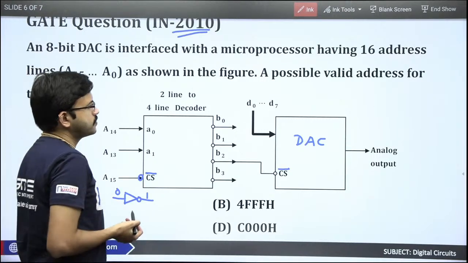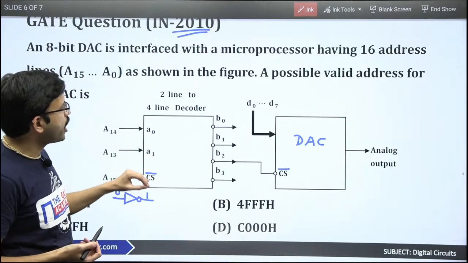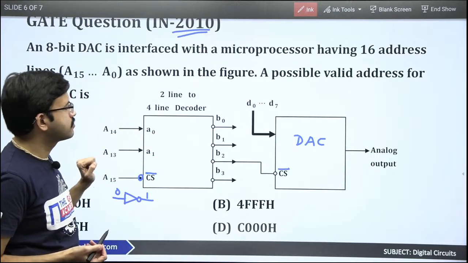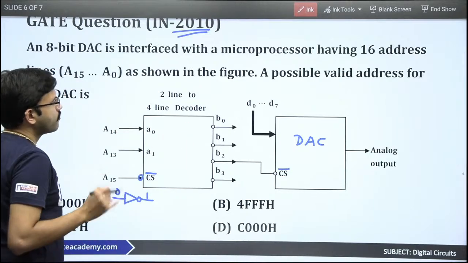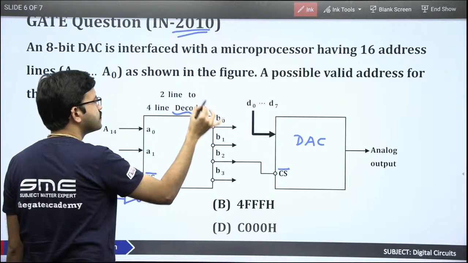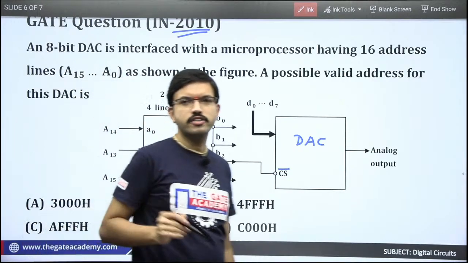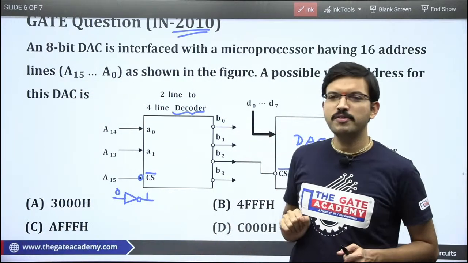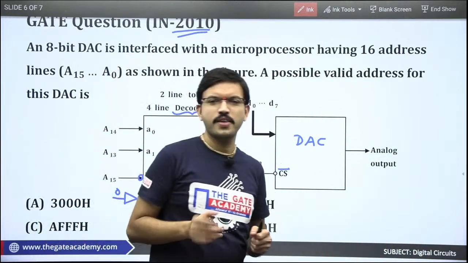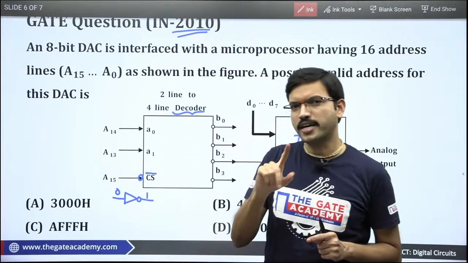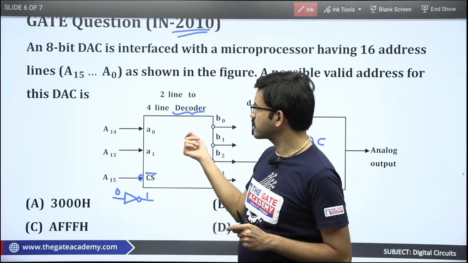Now, for answering this question, you should have knowledge of the decoder, that's all. If you have knowledge of the decoder, that is more than sufficient. What is the basic functionality of the decoder? Some students might be wondering why I haven't discussed the decoder concept in combinational circuits. That is also an important topic, but here I am touching that point.